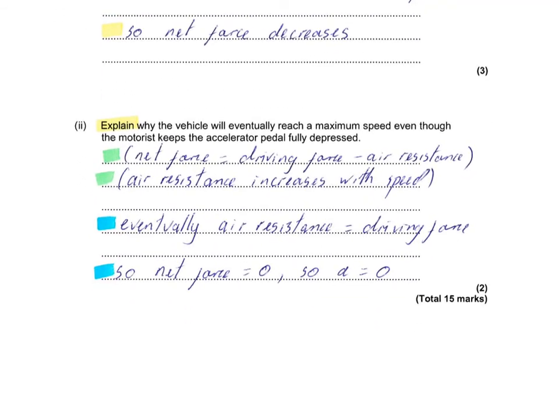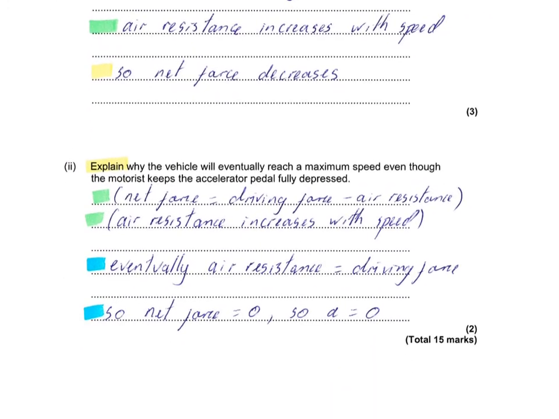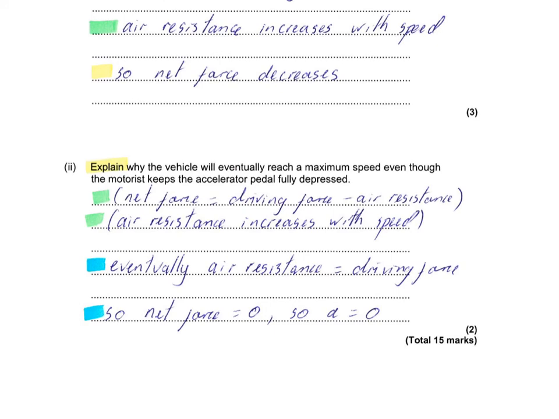And then again, explain why the vehicle will eventually reach a maximum speed even though the motorist keeps the accelerator pedal fully depressed. So again, they're implying that the force stays constant. Now, if that was a standalone question, I would want to be saying that the net force is the driving force, take away the air resistance, and the air resistance increases with speed. I've put those in brackets. They weren't on the mark scheme because you said them. They were said in the part above.